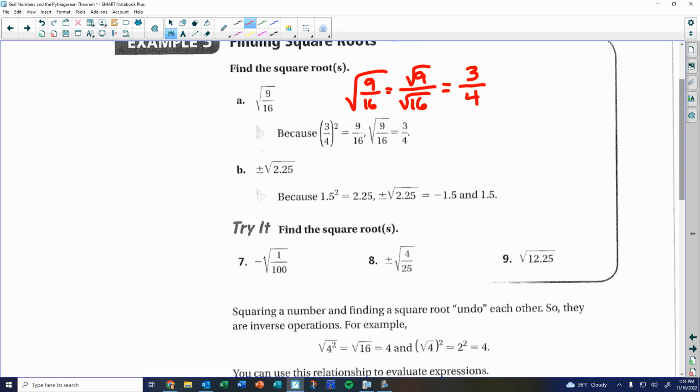Take the square root of the numerator, take the square root of the denominator. If some of these problems get a little tougher, there's basically a rule that you can't have a square root in the denominator. That's something for a whole other time. Right now, most of the time, they're going to give you ones that work out nicely. And in B, they have the plus or minus out in front. That should mean that we have two answers now, the positive and the negative of that square root. So what's the square root of 2.25?